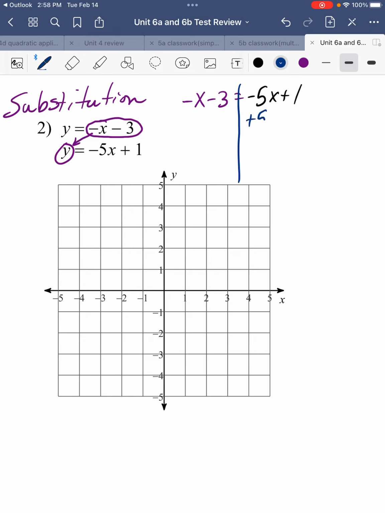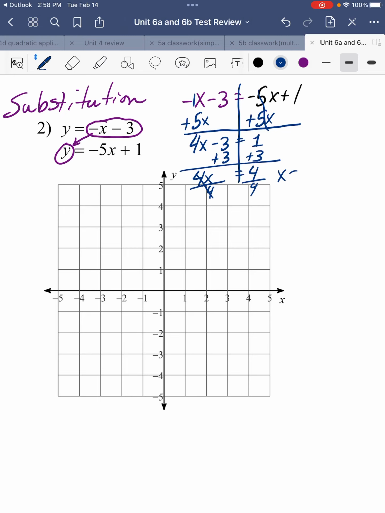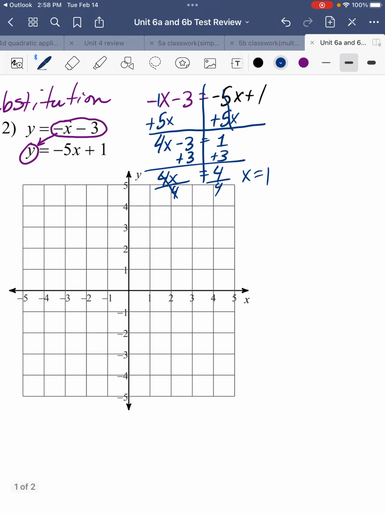So I got to get my x's together. Typically I'm going to move my x's to the left side. So -1x plus 5x is 4x. And then 1. And I'm going to move my constants, which are my like terms, they're my numbers, to the right. And divide by 4. We get x equals 1.